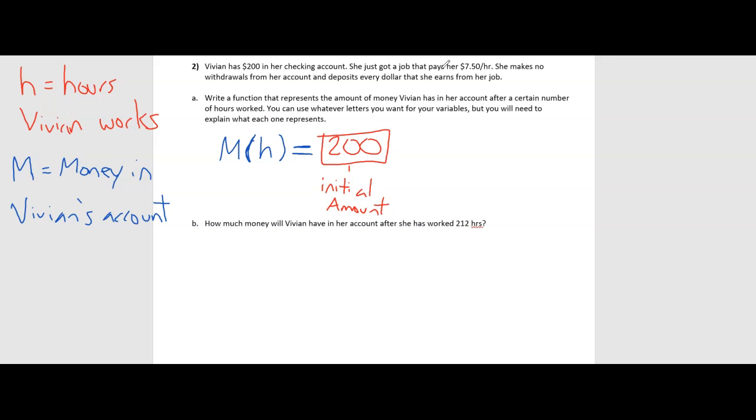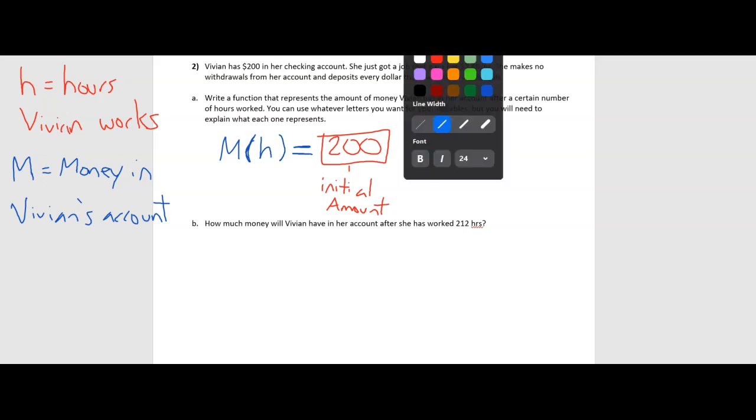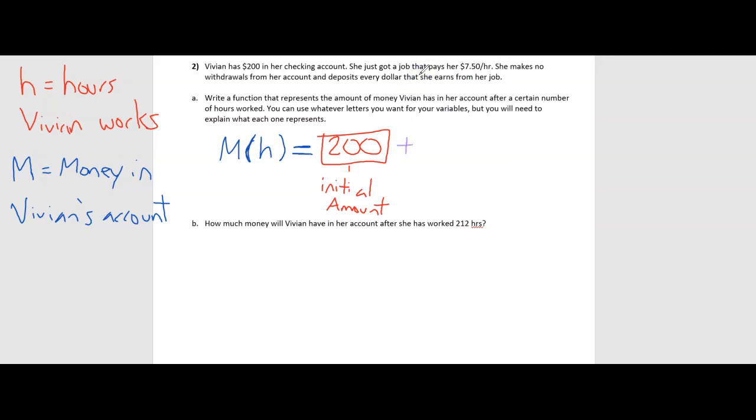And she also adds money based on how many hours she works. So she adds $7.50 for every hour. So $7.50 times h, which represents the amount of money that she deposits for all the hours that she works.